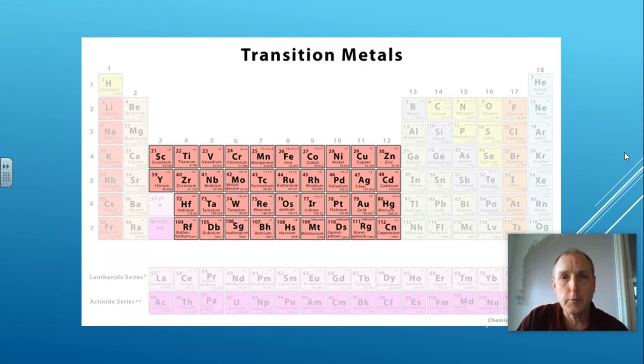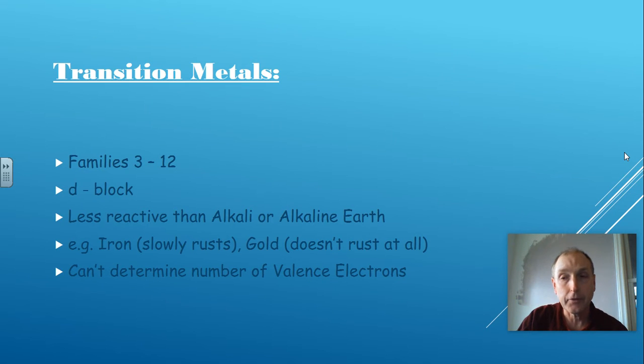In the middle of the table, we find the transition metals. These are families 3 through 12. Remember, with the electron configurations, we call them the D block. They're not as reactive as the alkali metals or the alkaline earth metals. Think about iron, which is a transition metal. Iron does react with air or water, really the water in the air, but it happens very slowly as it's rusting.